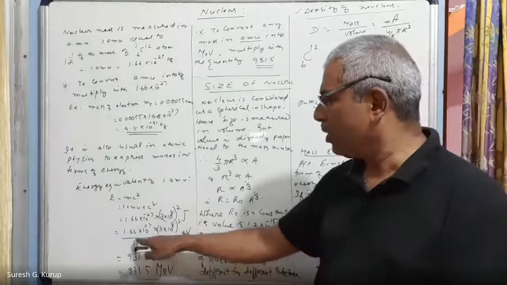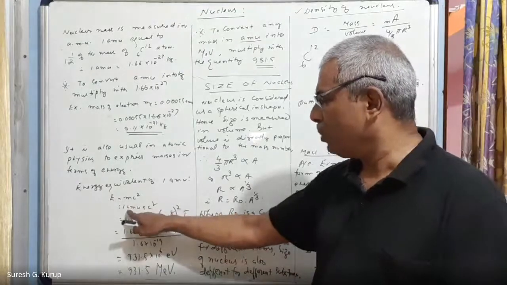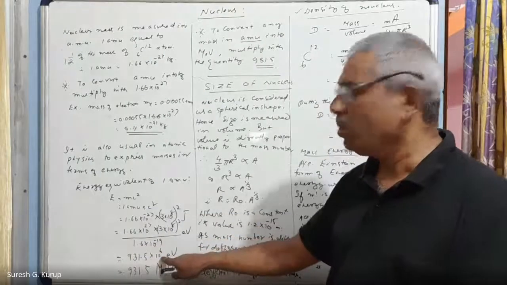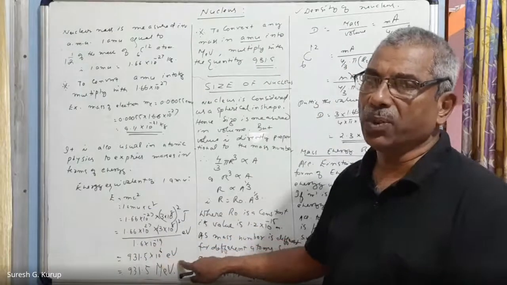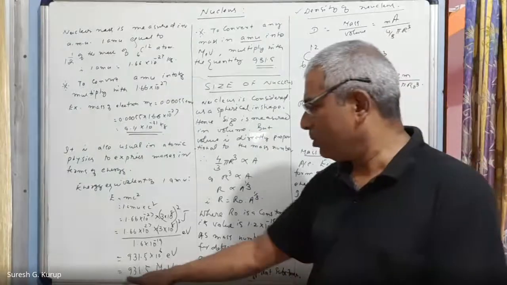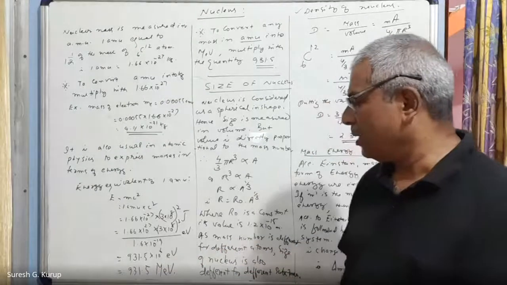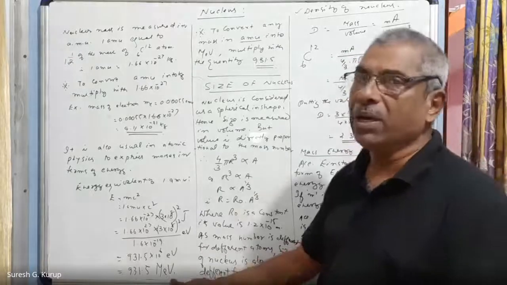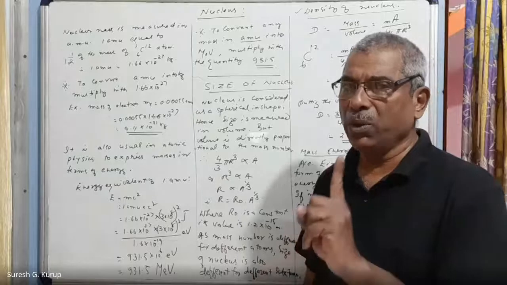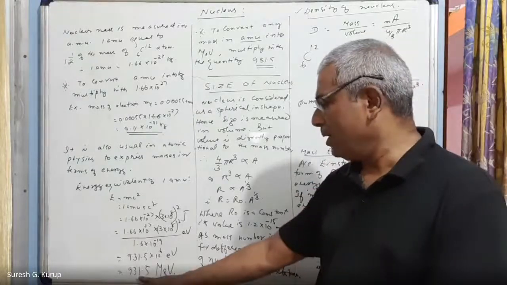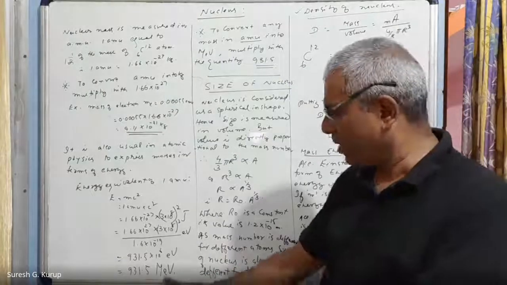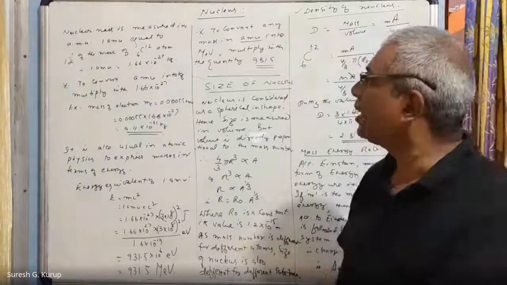So 1 atomic mass unit is equivalent to 931.5 × 10⁶ electron volt. 10⁶ electron volt is equal to mega. Therefore, this can be written as 931.5 mega electron volt. What's the meaning of this? That means 1 AMU is equivalent to 931.5 mega electron volt. This is a very, very important piece of information.